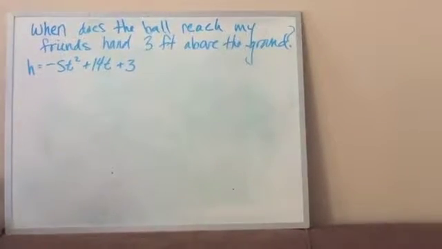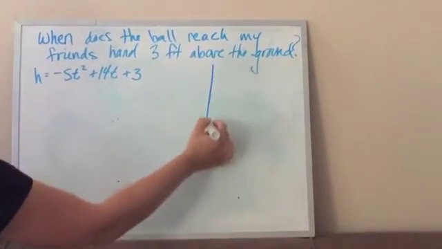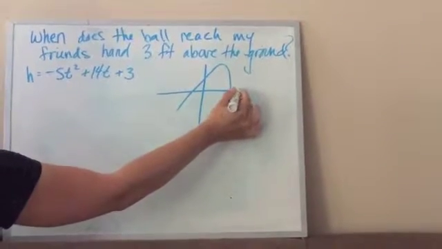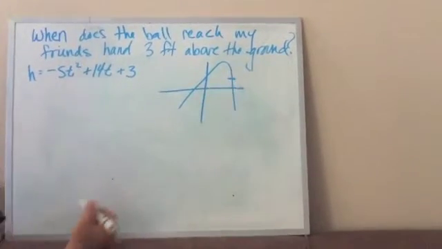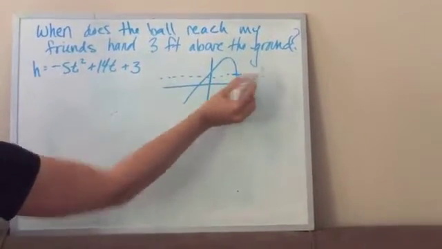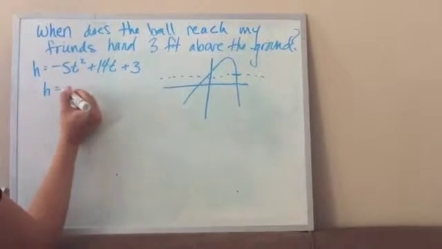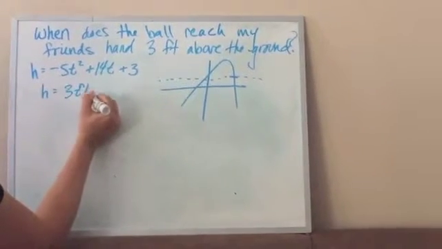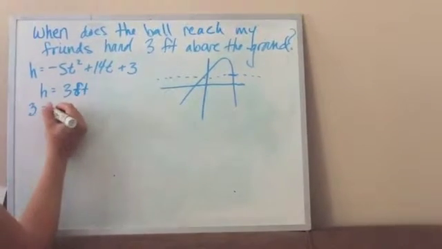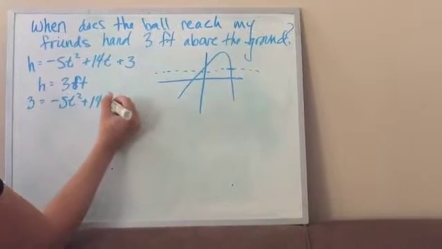Using the same example, only this time we're going to find out when the ball hits my friend's hands 3 feet above the ground. So instead of the ball reaching the ground and h equaling 0, we're actually going to move that axis up to 3, because that's where the ball will be landing now. So we're going to have h equal the 3 feet. So my equation looks like this. 3 equals negative 5t squared plus 14t plus 3.